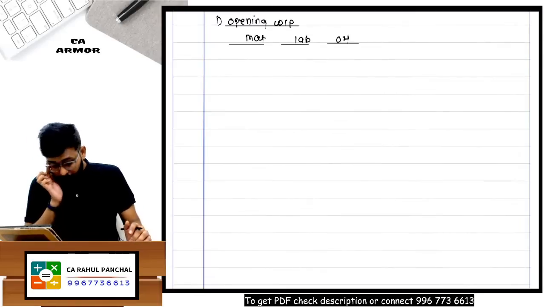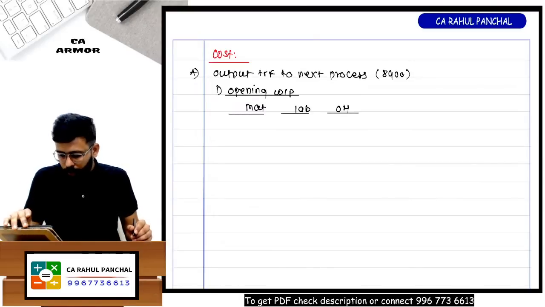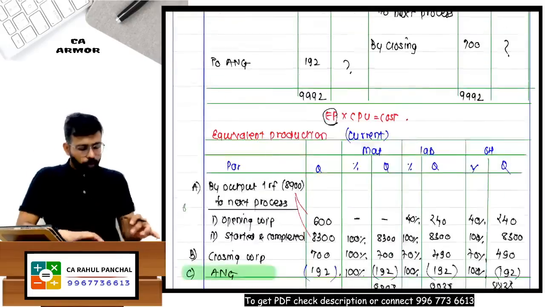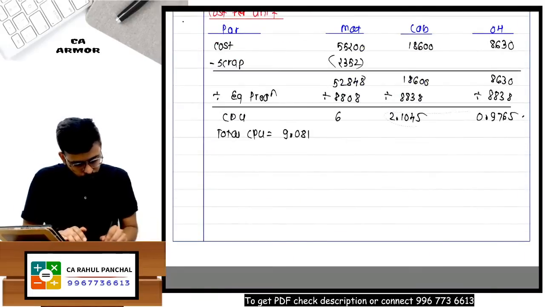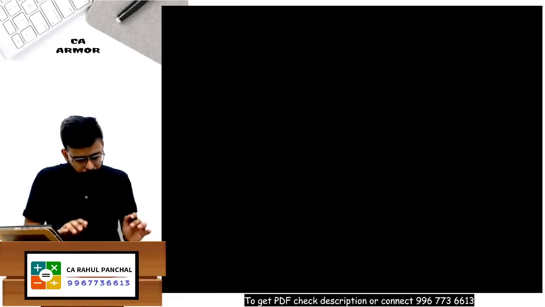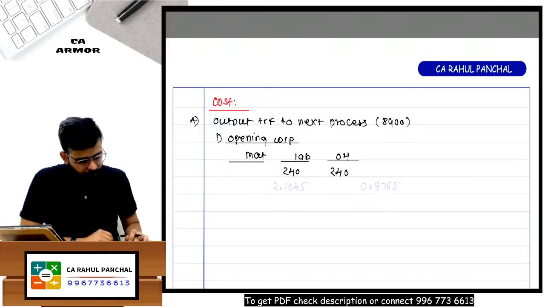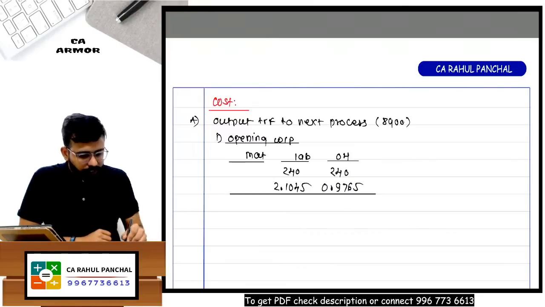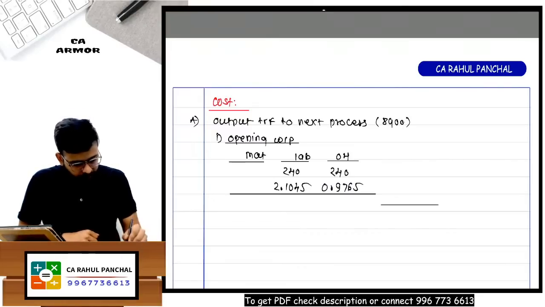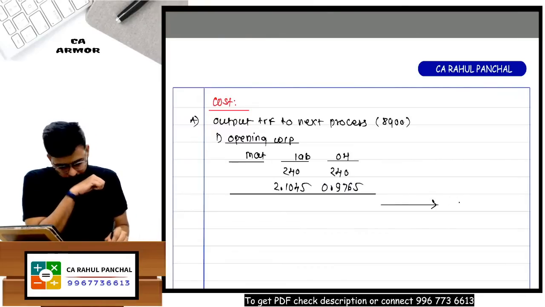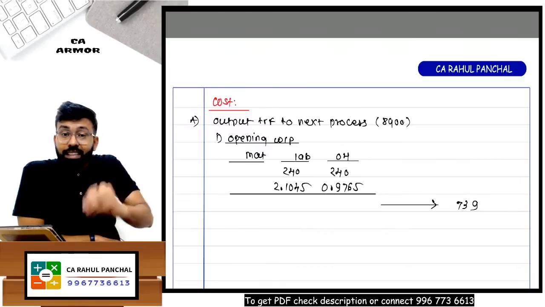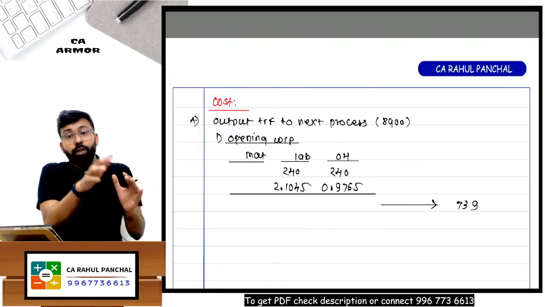So it is going to be 240 and 240, and then you multiply with the CPU, and you will get your value. But by doing this you will get the cost incurred in the current period. Let me get the final value directly. If you multiply this, you will get 739. But what is the catch over here? This is the cost incurred in the current period to do the remaining work.